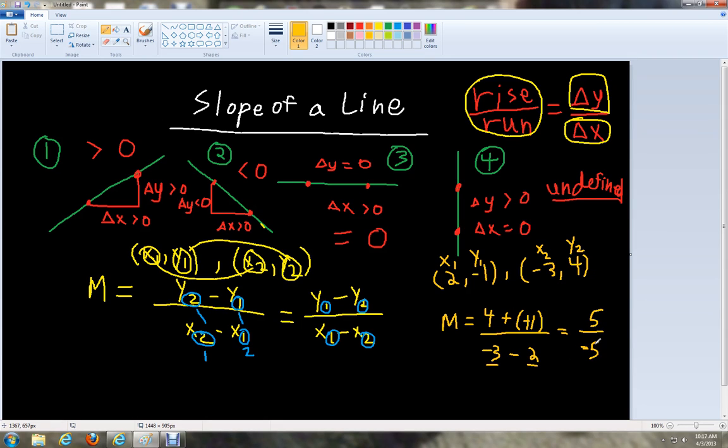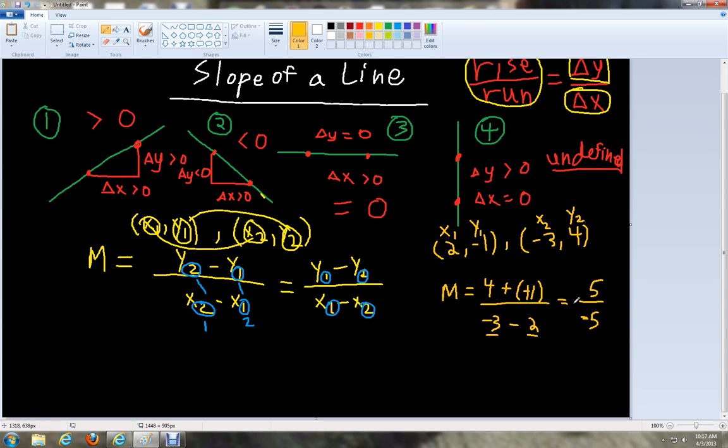So we have 5 over -5, but that reduces to 5 over 5 is 1, but if we have a negative, that's going to be -1. So our slope is -1. So that would be our answer for the slope, given these 2 points on the line.